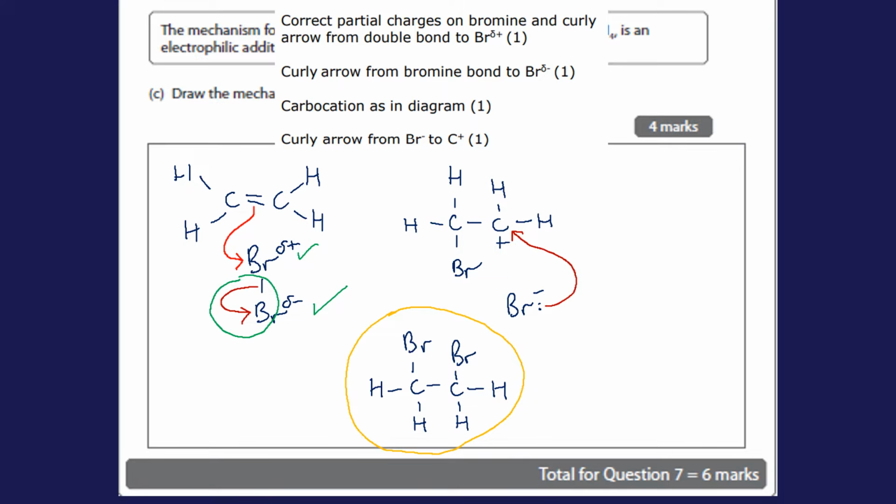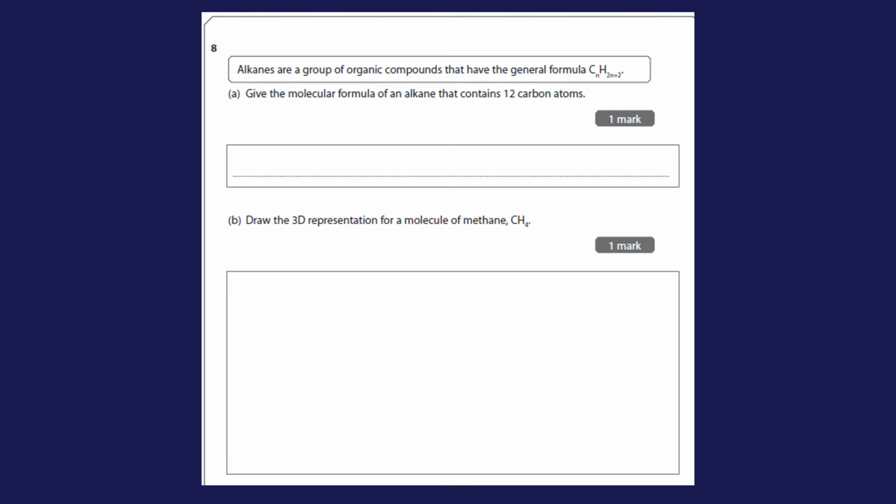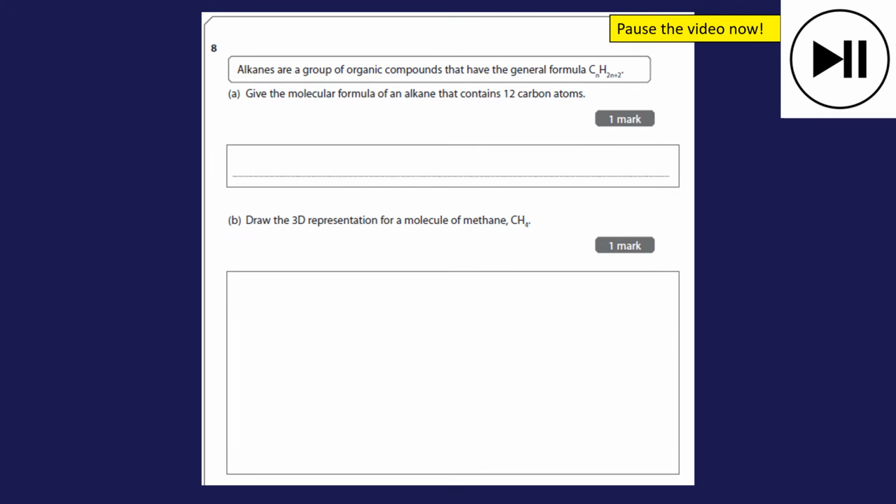Carbocation. Yes, I've done that. And a curly arrow from the Br minus to the C plus. I've done that. There's my 4 marks. Question 8. As always, pause the video, and when you're ready to hear the answers, unpause.